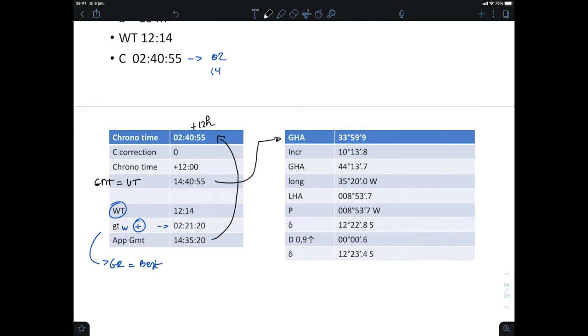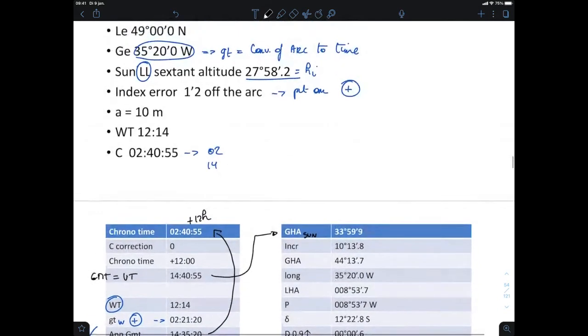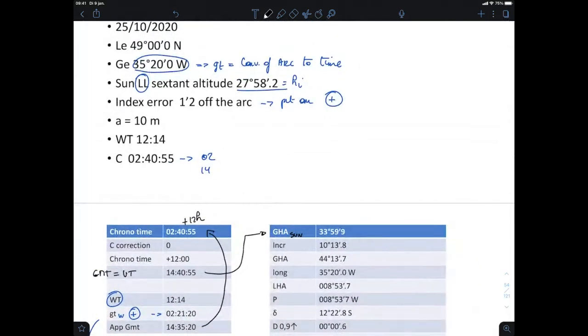And so at that time, we will calculate our GHA. Okay? If we then find the GHA of the sun, we see that at that time, the GHA is 33 degrees 59.9. I suggest that you take your nautical almanac on the 25th of October, and so there you will see that the GHA of the sun at 1400 hours on the 25th of October is 32 degrees 59.9. Voila, that is correct. Now that is the GHA at 1400.